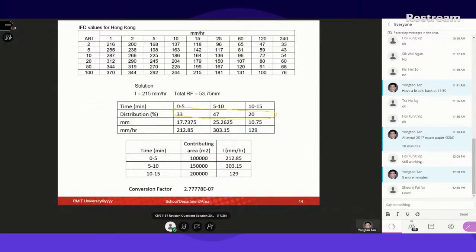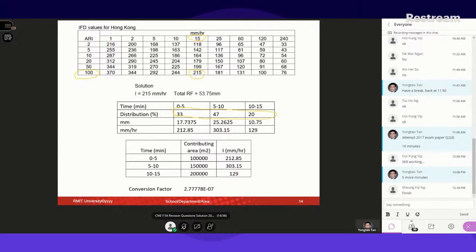So we need to use the IDF table. Because in this question the ARI is 100 years, and the rainfall duration is 15 minutes, we can get the intensity here. This is also based on the old version of the manual. So the intensity is 215 millimeter per hour.